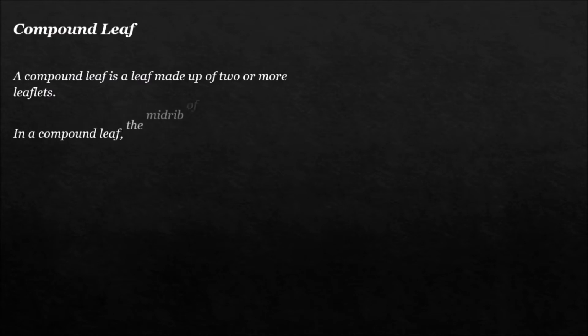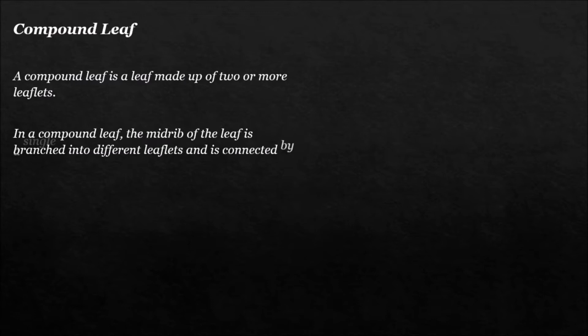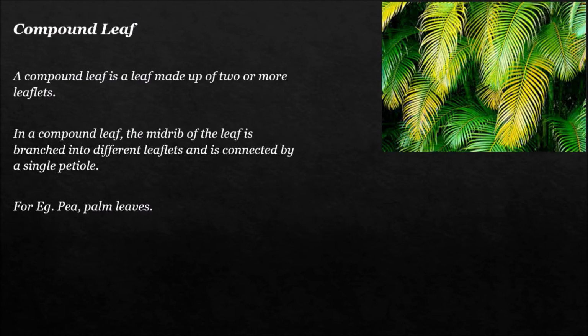In a compound leaf, the midrib of the leaf is branched into different leaflets and is connected by a single petiole. So in a compound leaf, the midrib of the leaf is branched into different leaflets and is connected by a single petiole. For example, pea, plum, etc. So what are the examples of a compound leaf? Pea plant, palm leaves, etc. Here I took the palm.